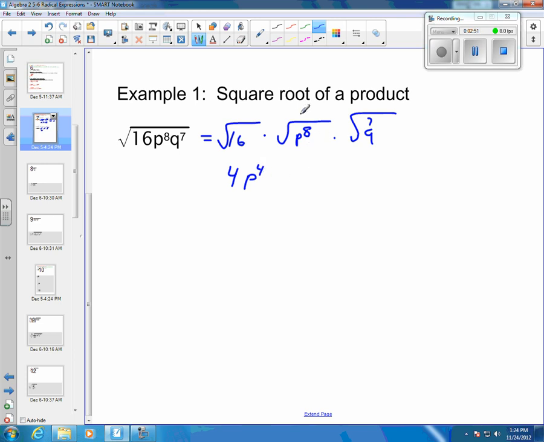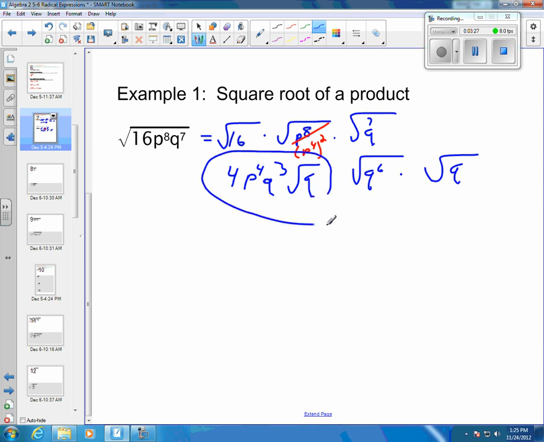And if you actually physically need to write this as p to the 4th squared, you could do that. That way you can see that there are 4 groups of 2. And then q to the 7th, that would be the square root of q to the 6th times the square root of q. And then the square root of q to the 6th would be q to the 3rd. And square root of q is just the square root of q. So final answer right there.